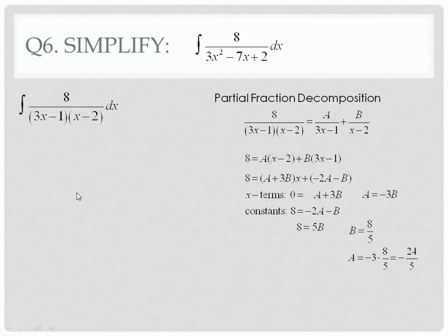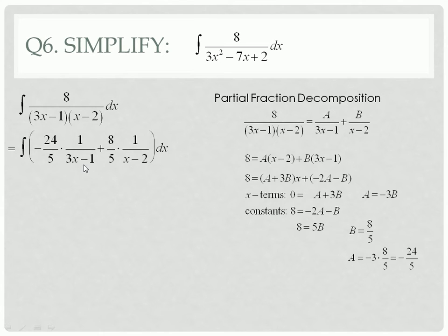And I can rewrite this integration problem. So I have that same integration problem written as the sum of fractions, where I get -24/5 times 1 over 3x minus 1 plus 8/5 times 1 over x minus 2. And I'm integrating with respect to x.